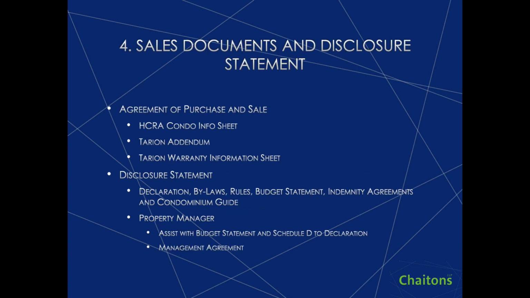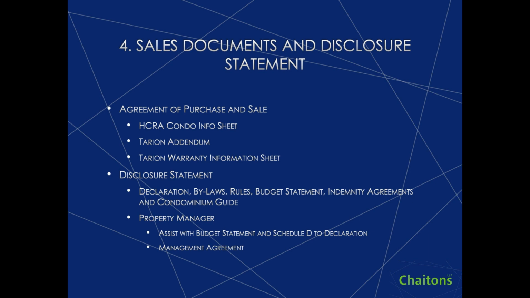Okay, so you want to go to market and get people signed up. What are they actually signing? You're familiar with the agreement of purchase and sale. Just note for condos, there are 3 specific forms that have to be included. One is the HCRA condo info sheet. This goes right at the top of the APS, and it's just a snapshot summary of some of the items in the Tarion addendum, like the occupancy dates and any early termination conditions.